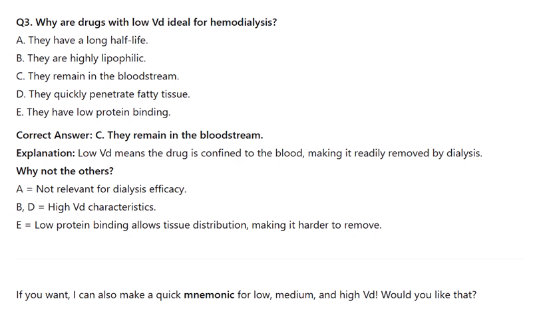Explanation: low VD means the drug is confined to the blood, making it readily removed by dialysis. Why not the others? A is not relevant for dialysis efficacy. B and D are high VD characteristics. E, low protein binding, allows tissue distribution, making it harder to remove.